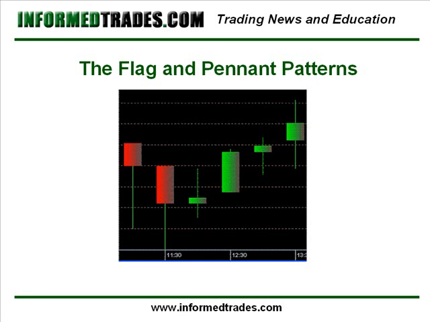When a flag or pennant occurs in an uptrend, a break of the top resistance line is oftentimes looked at as a resumption of the uptrend, and conversely, when a flag or pennant occurs in a downtrend, a break of the bottom support line can often be seen as a resumption of the downtrend. So let's look at a couple of examples here.